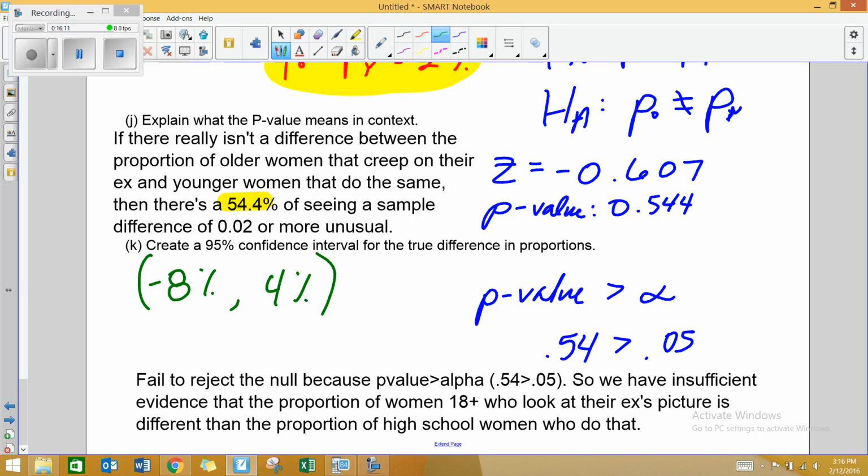Negative 8% to 4%. This confirms what our hypothesis test just did: it's possible that there isn't a difference, that p of the older women is the same as p of the younger women. We're 95% confident that the true difference in the proportion of older women and younger women is between negative 8 and 4%. That would be the interpretation for your confidence interval.